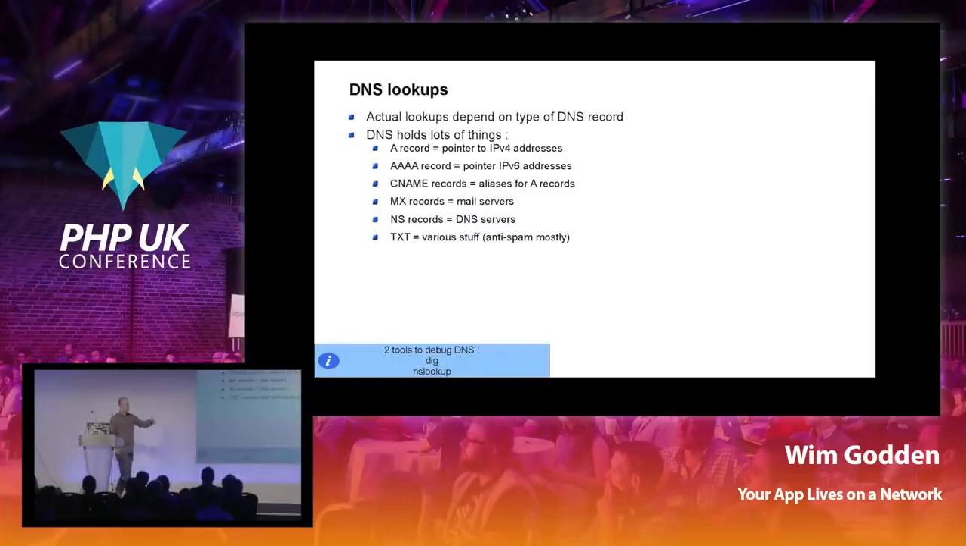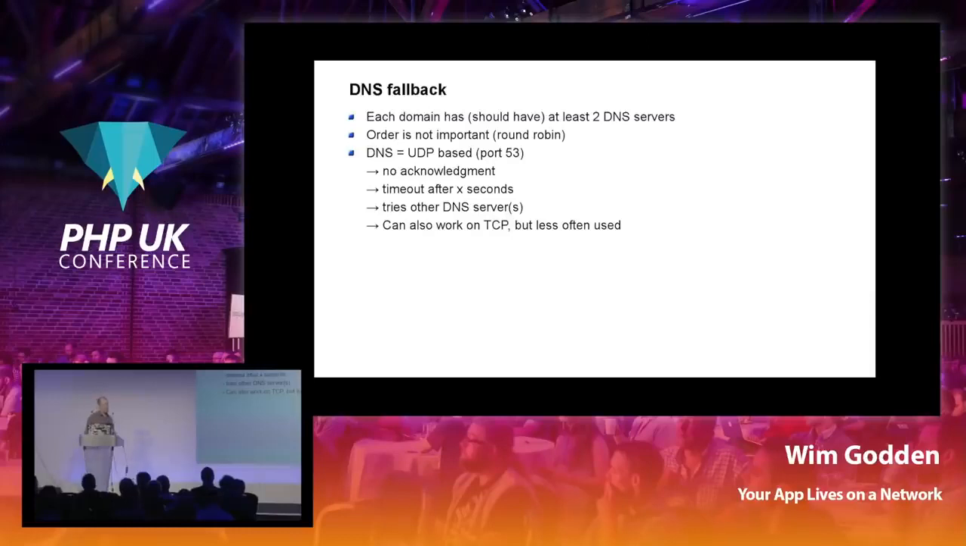Two useful tools there are DIG and NSLOOKUP, which you can use to get complete listings of what is present on the DNS. Now each domain should have at least two DNS servers. The order is not important. It's going to pick one randomly.